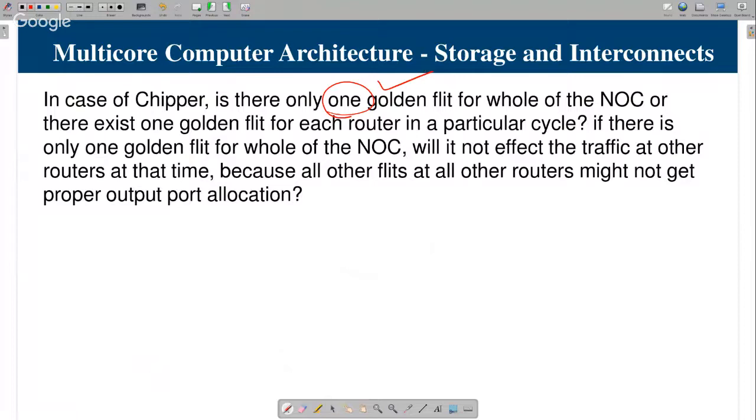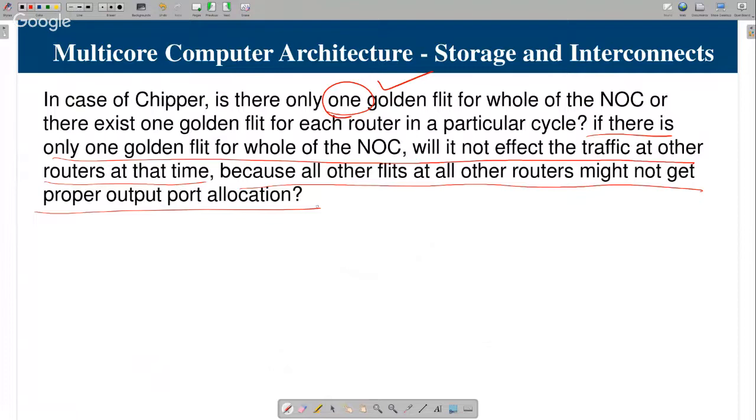Now the second portion of the question is: if there is only one golden flit for the whole of the NoC, will it not affect the traffic at the other routers at that time? Because all other flits at other routers might not get a proper output port. I appreciate the candidate who raised this question because he has gone deeper into the concepts. Let me take some time to clarify this.